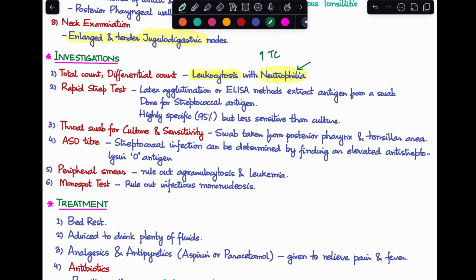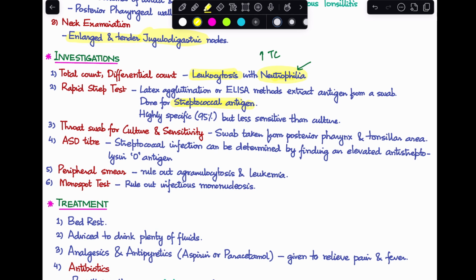Next, the most common bacterial organism involved here is the group A beta hemolytic streptococcus. So we can do a rapid strep test. Now this is usually a latex agglutination or an ELISA method which extracts the antigen from a swab. Mostly we do this to find the streptococcal antigen. This is a test which is highly specific but less sensitive than culture.